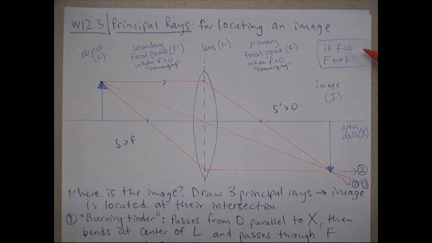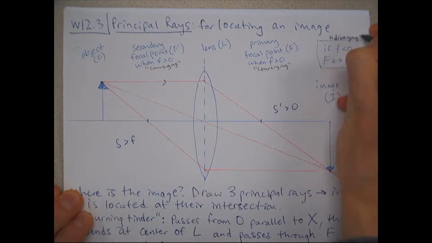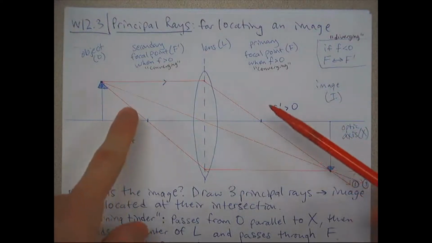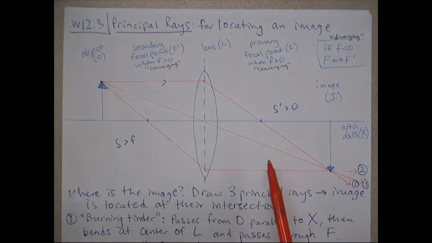If our lens has a negative focal length, we call that a diverging lens. As we discussed in the previous video, you will flip the locations of the primary and the secondary focal points.